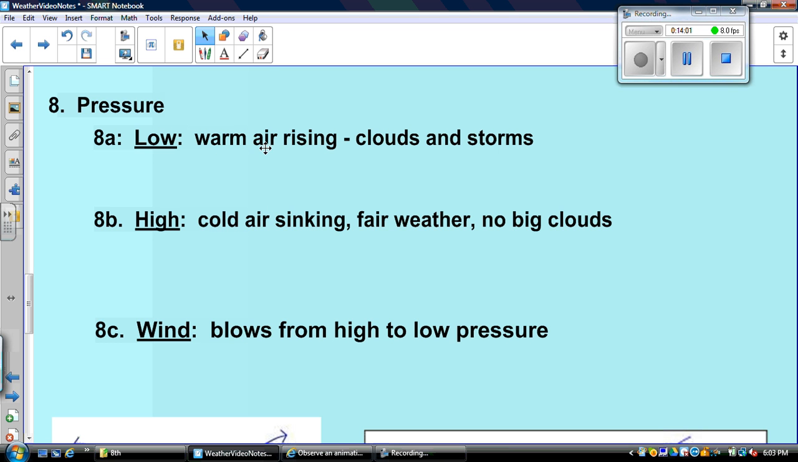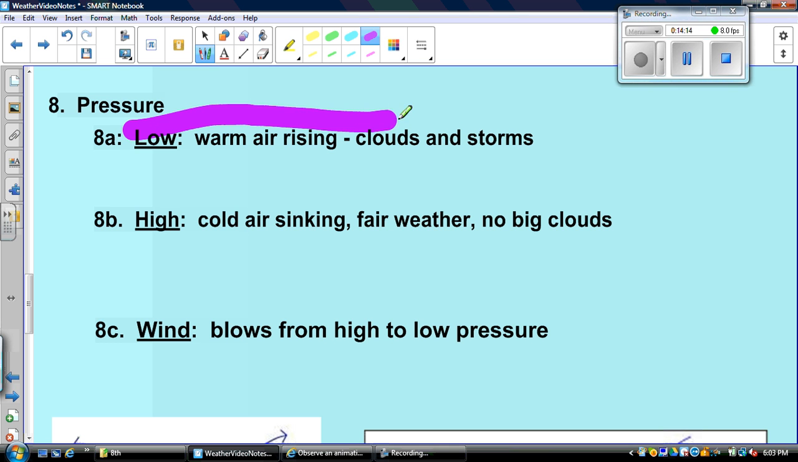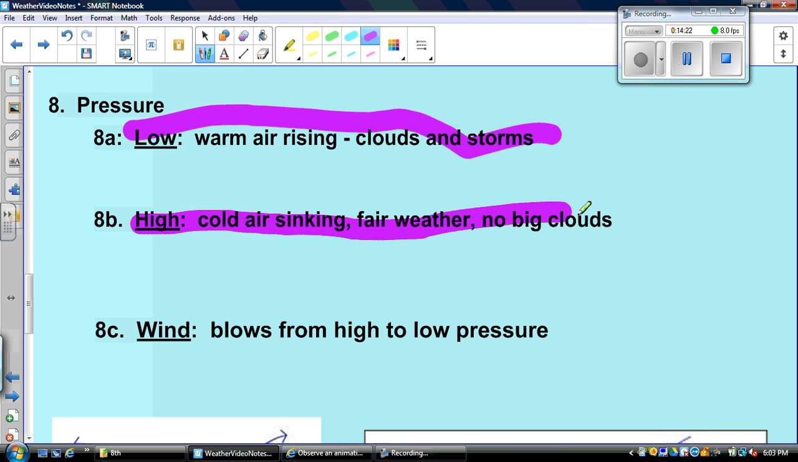Low pressure means warm air is rising. There's less air pressing on the ground because warm air is rising. That's where you get clouds and storms. So low pressure systems are commonly associated with stormy weather. High pressure systems is cold air sinking. That makes sense. If you have cold air sinking, you're adding more matter on the surface, so that's more pressure. High pressure systems are fair weather. There's no big clouds because you don't have warm air rising. Remember, to have clouds, you have to have warm air rising.